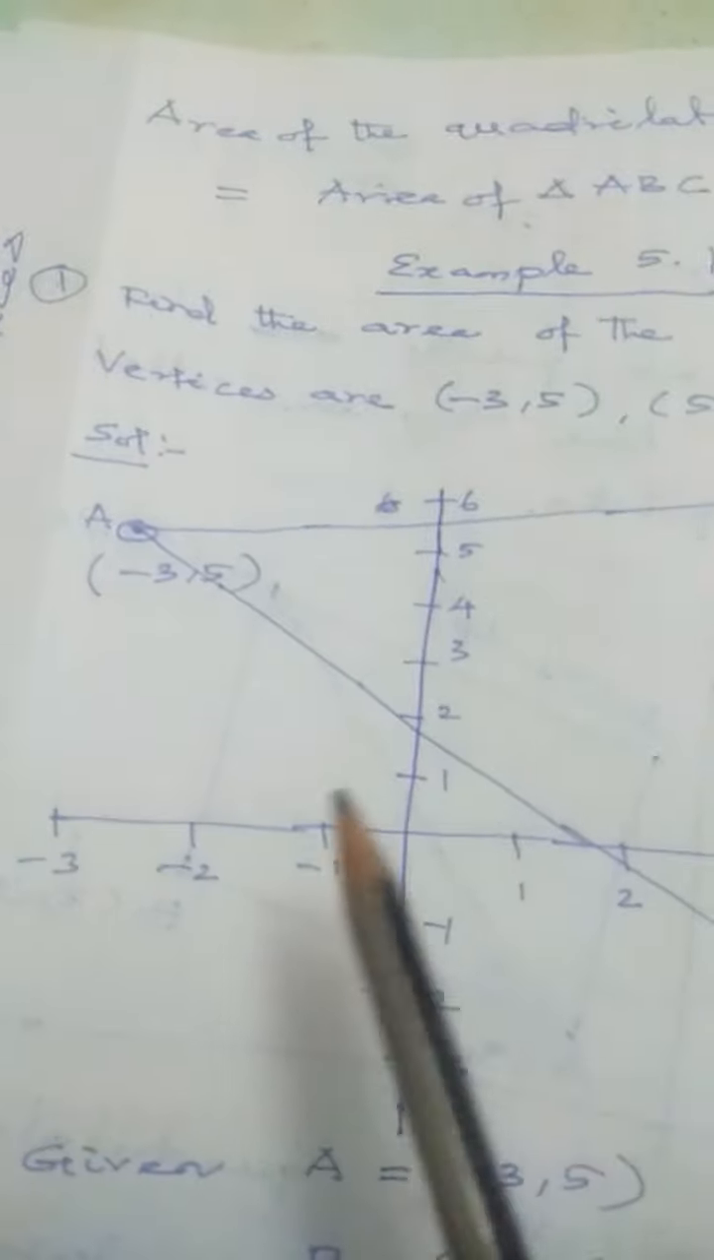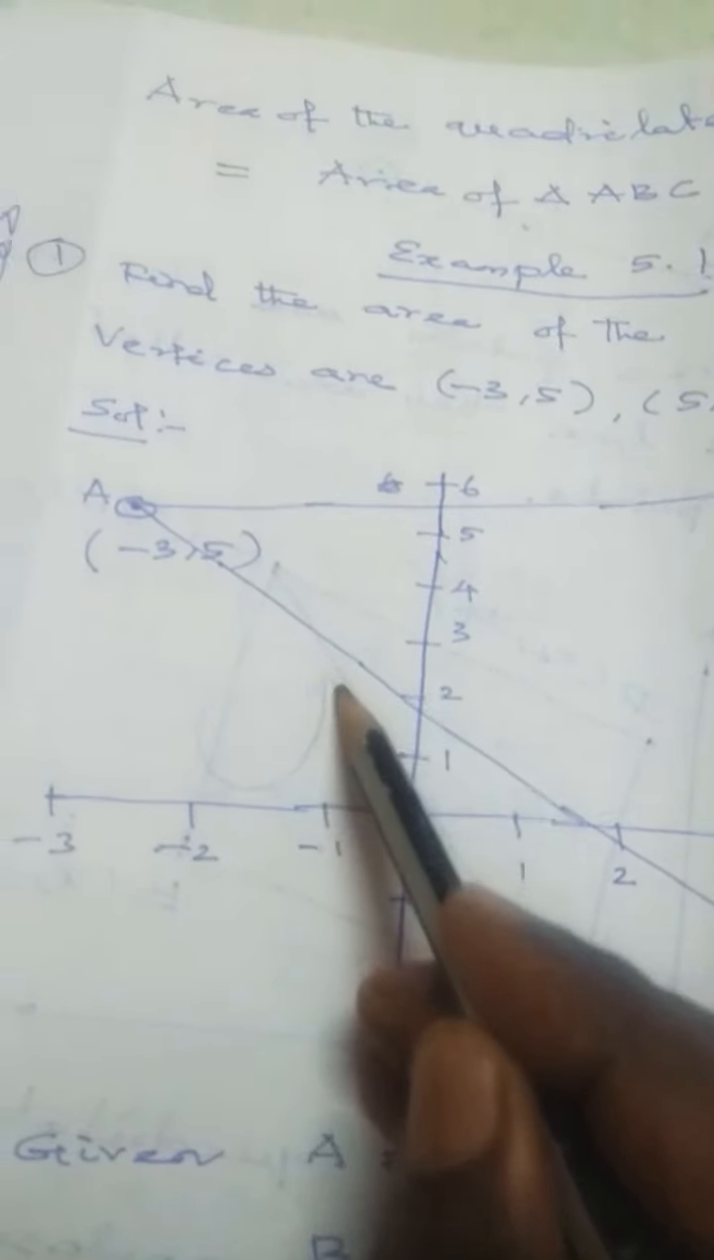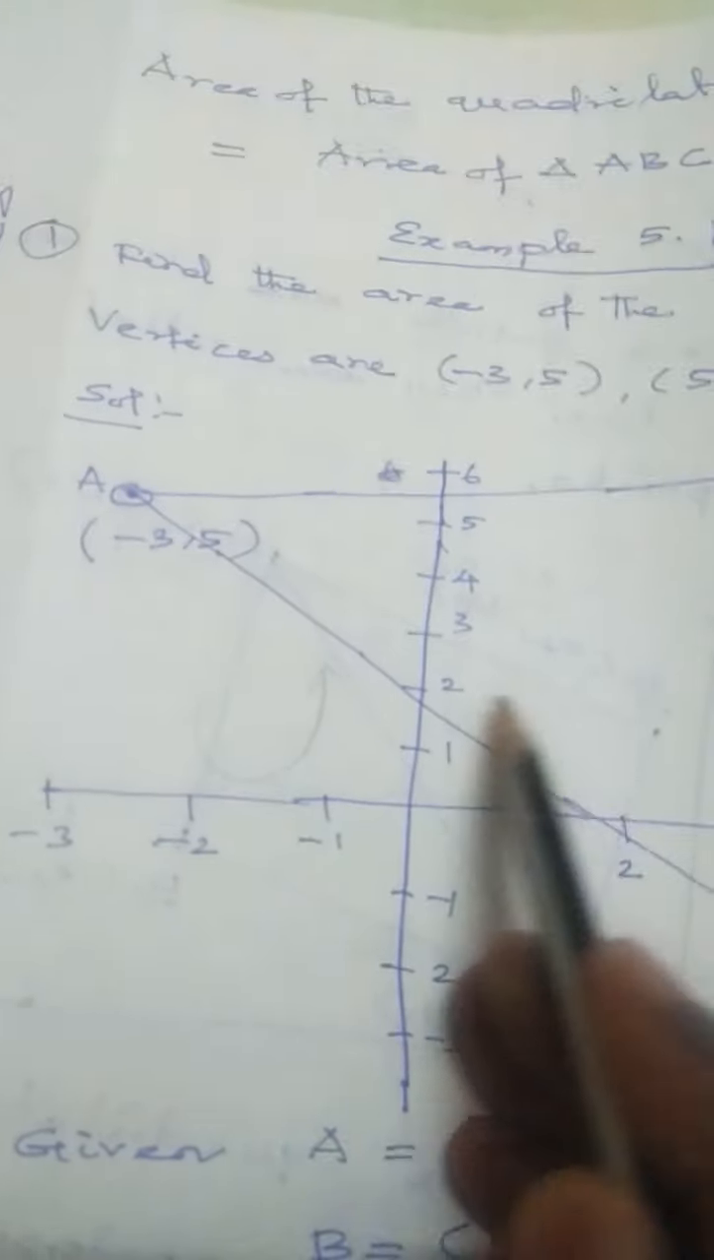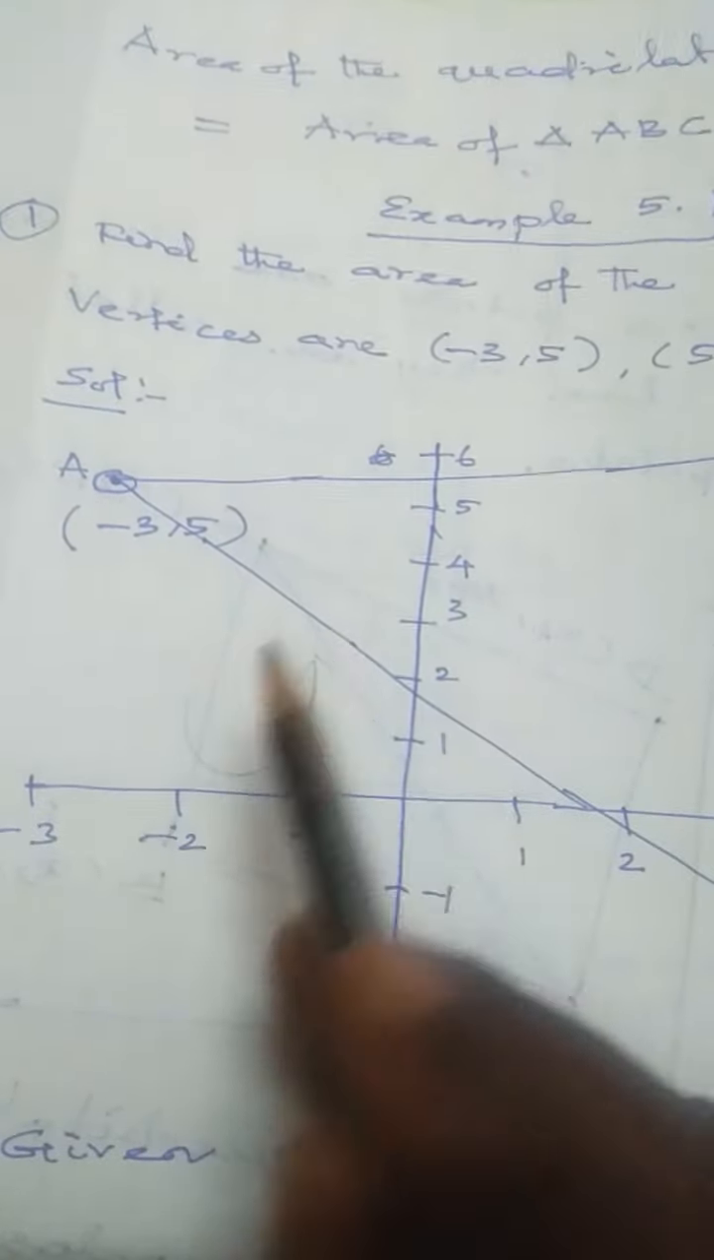After plotting the points, in a counterclockwise direction, because you know always a clock will go in this way, in a counterclockwise direction you have to name the vertices.